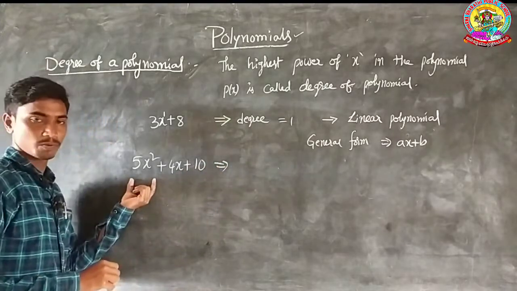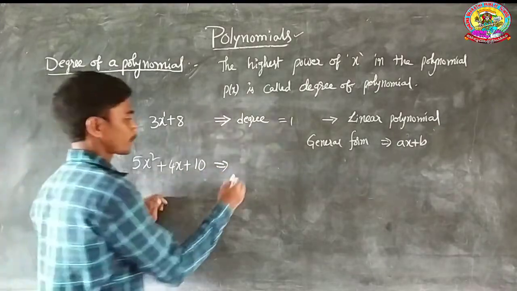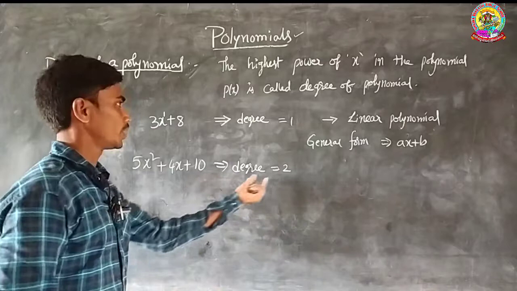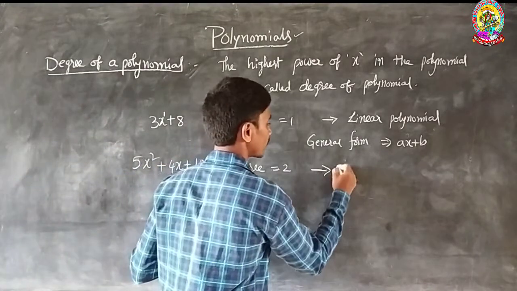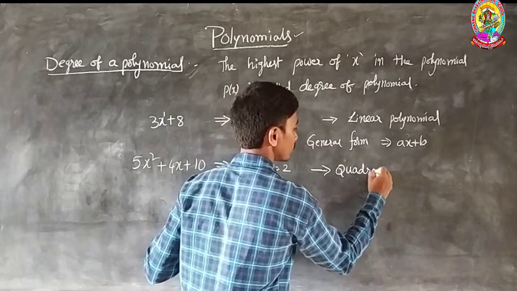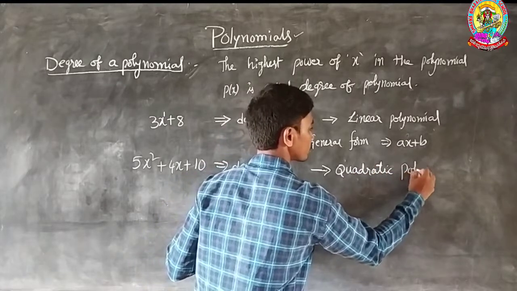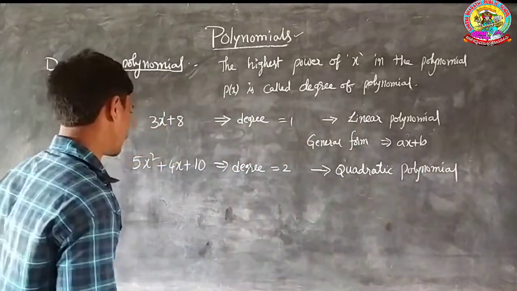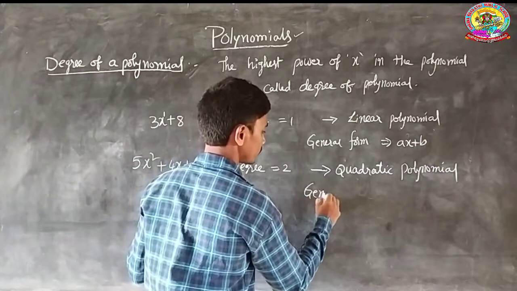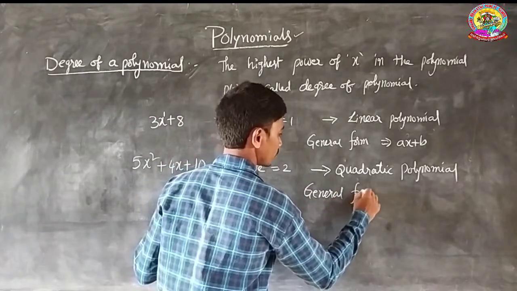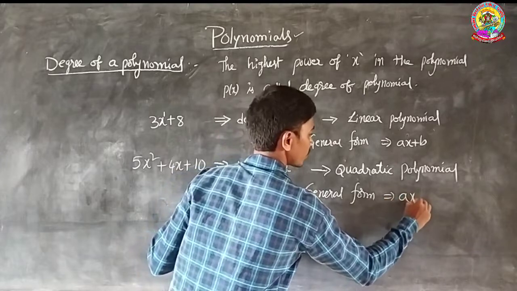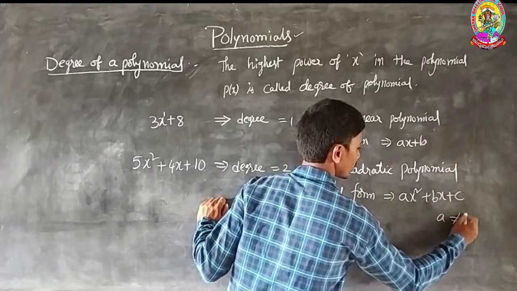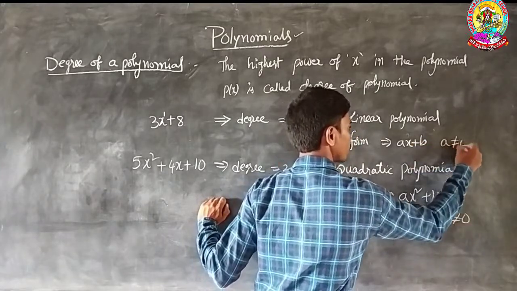Next, 5x square plus 4x plus 10. What is the degree of the polynomial 5x square plus 4x plus 10? Degree is equal to 2. If the degree of a polynomial is 2, that is called a quadratic polynomial. Quadratic polynomial, general form: ax square plus bx plus c. Here a is not equal to 0. That is the condition.